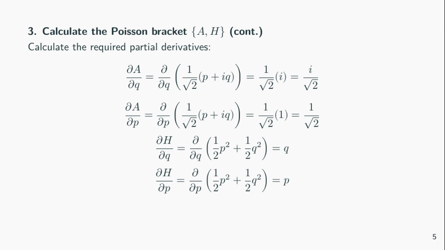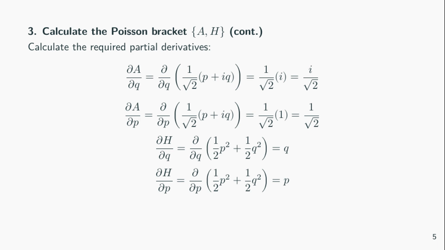Next, the partial derivative of D with respect to P. That's the partial derivative with respect to P of 1 over the square root of 2 times P plus iota Q. Since iota Q is independent of P, its derivative is 0. The partial derivative of P with respect to P is 1. So this gives us 1 over the square root of 2 times 1, which is simply 1 over the square root of 2.